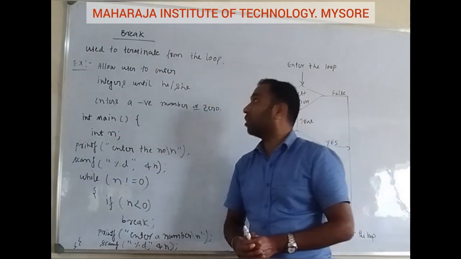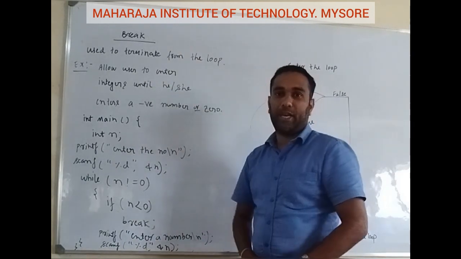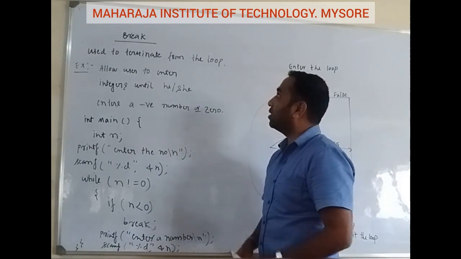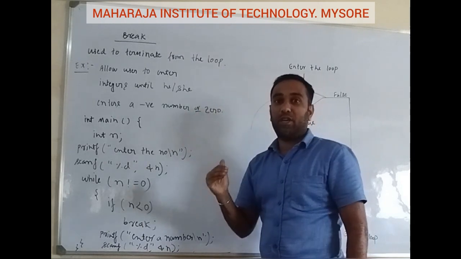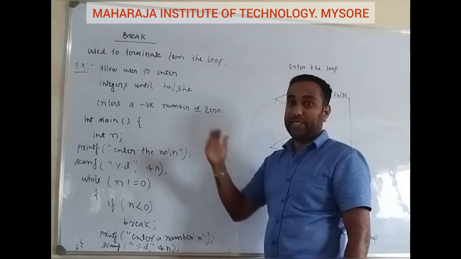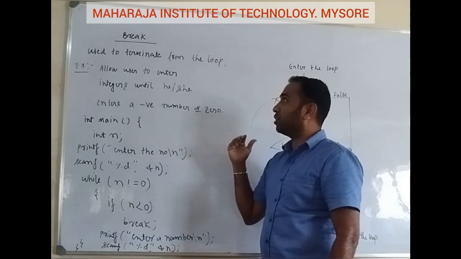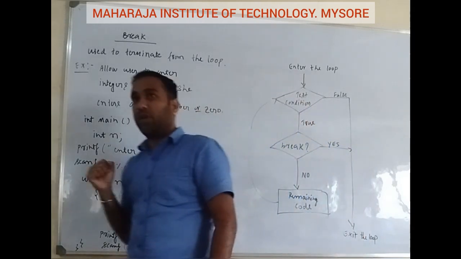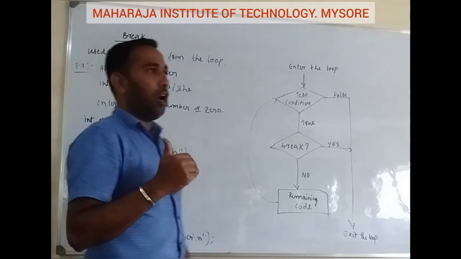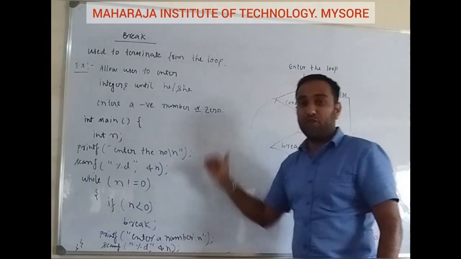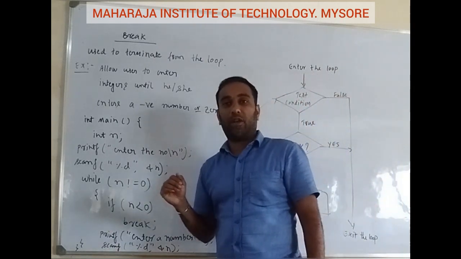So in this session, we will discuss the break statement. The break statement is the keyword we are going to use to terminate from the loop. It's called the break statement. Break and continue are among the more confusing statements in the C programming language compared to the previous section on C loop structures.